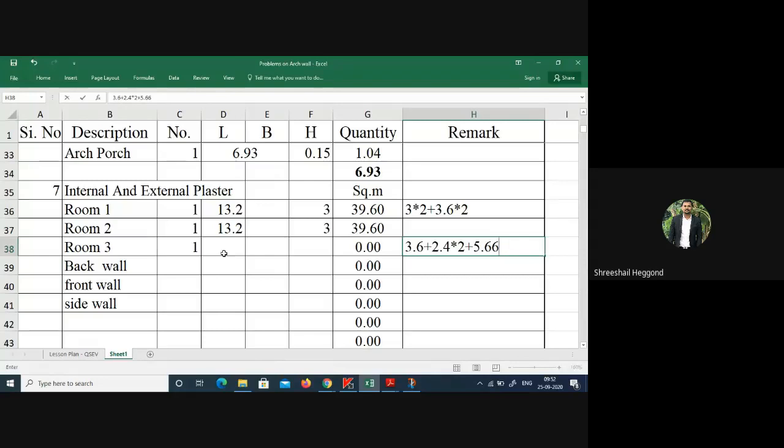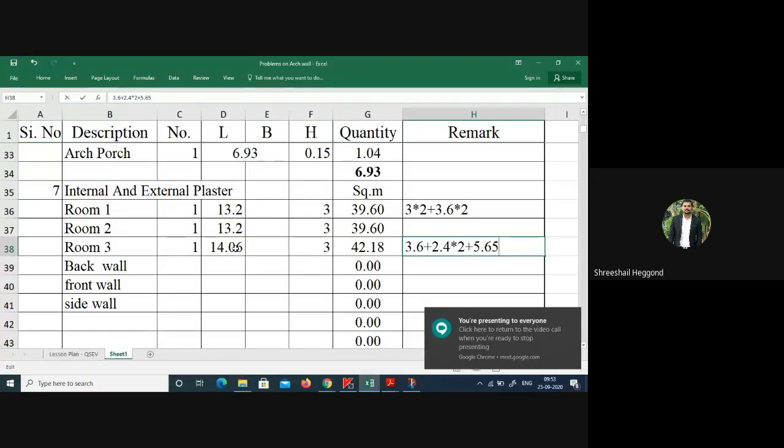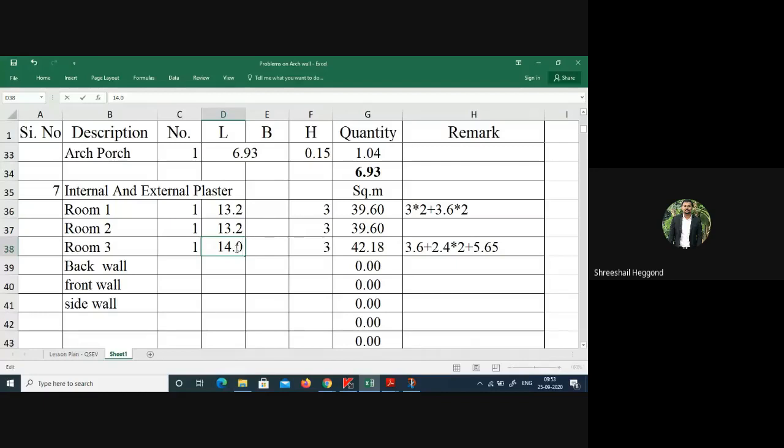Internal radius is given 1.8. Calculate internal perimeter for half circle. 14.0406. Height is of 3 meter. If you are getting different answer, you can post. 6 by this length will be 14.05. 42.15. Okay.